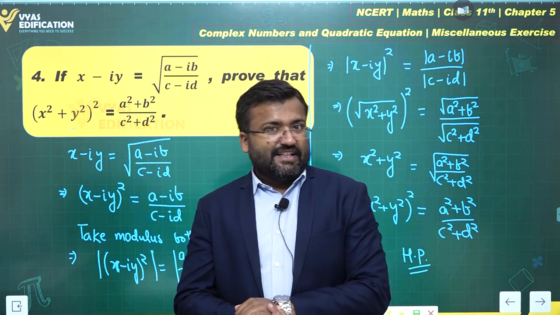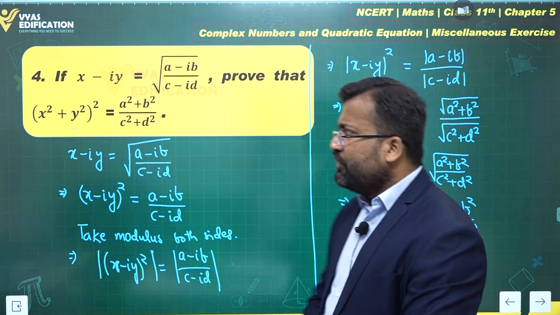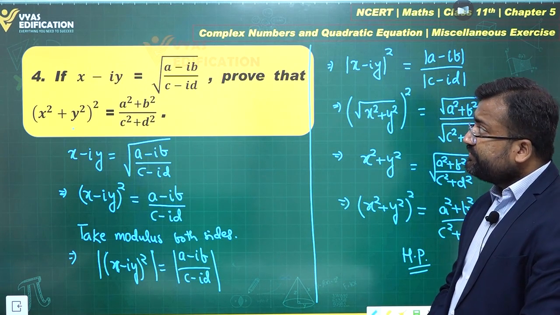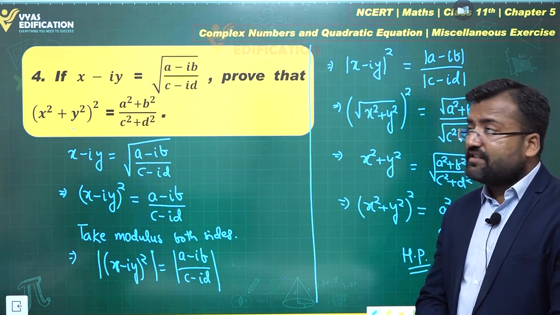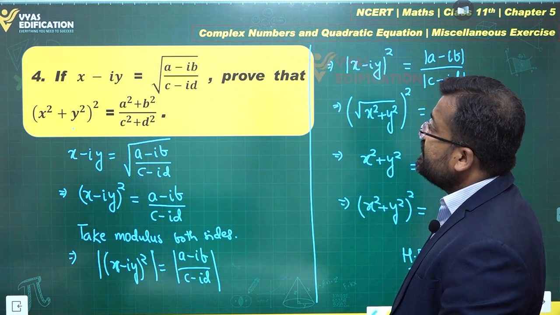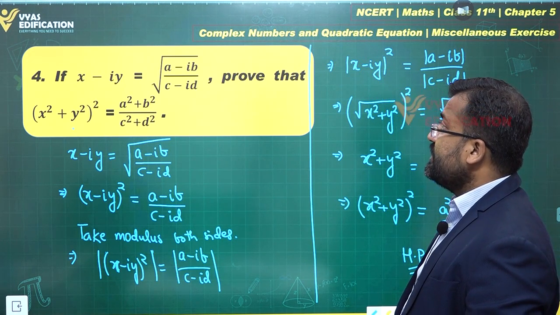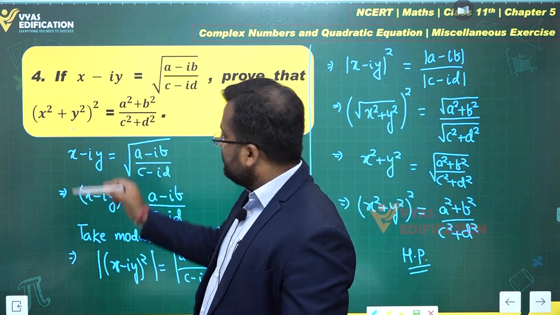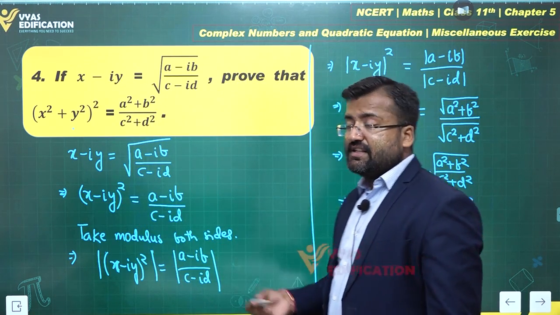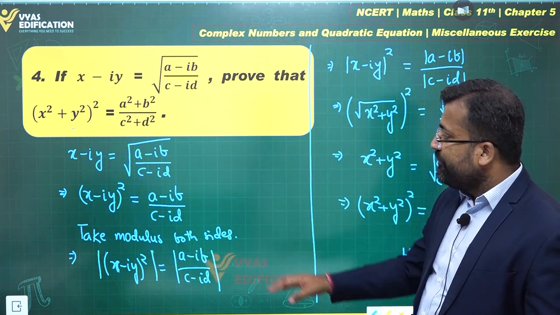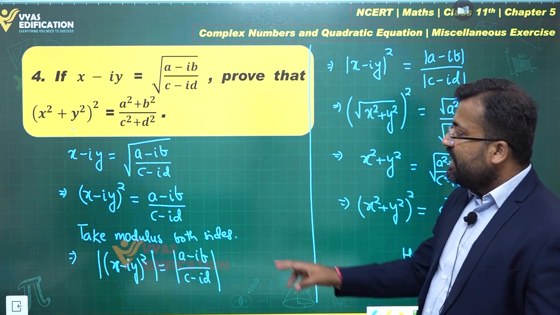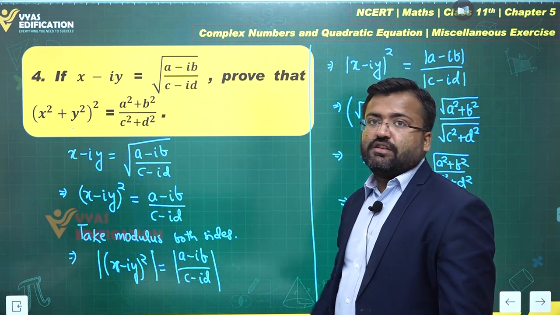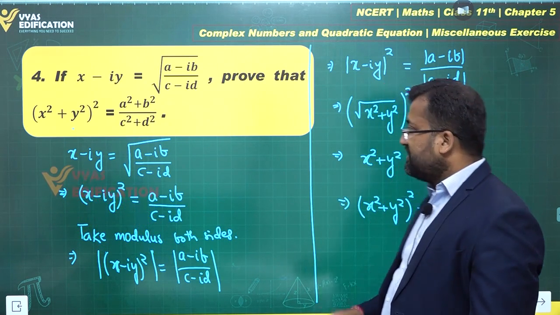But you talked about two methods, right? There's another approach which we can follow over here. Should we discuss that? Yes, let's discuss that. x minus iy is equal to (a minus ib) over (c minus id). What you will do is, you will square both sides first. Okay, there's another method. Instead of taking modulus on both sides, what you will do is, you will simplify this. Now how do we simplify this?